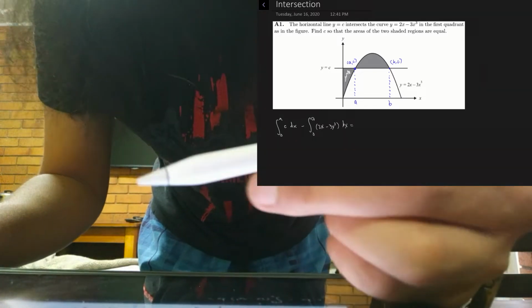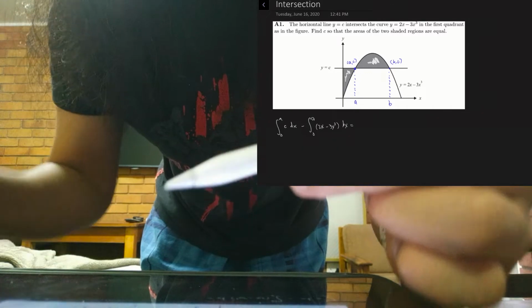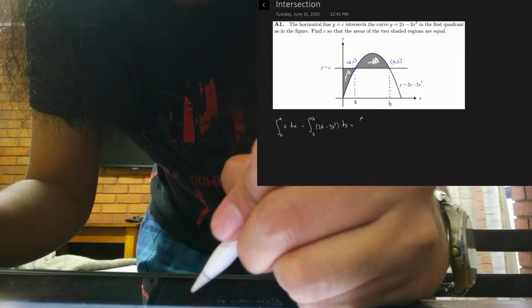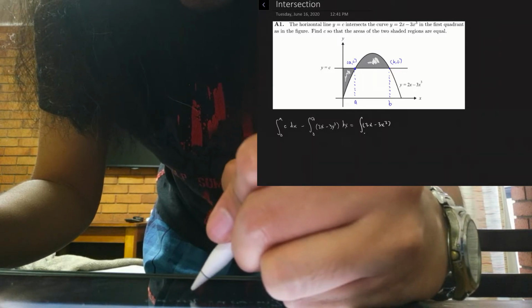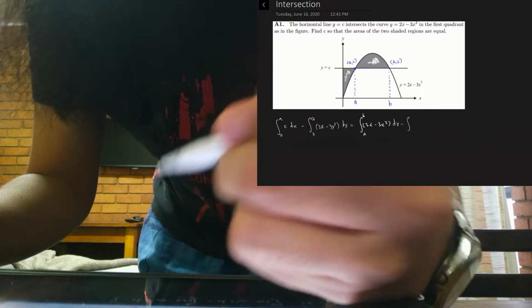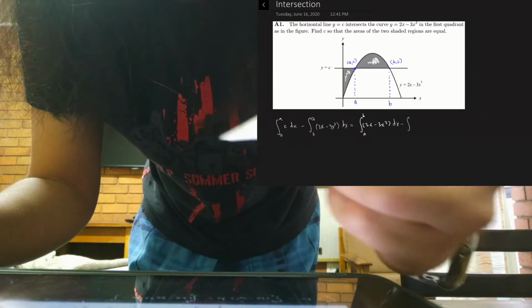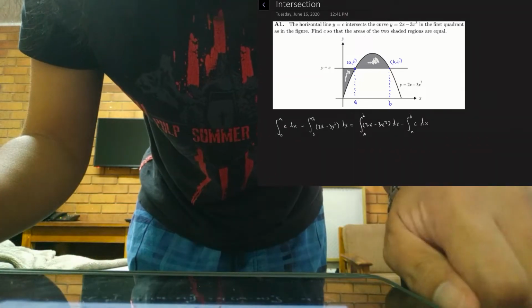That should be equal to the area that I'm shading here right now. And this will be given by the reverse, so the curve above, which is 2x minus 3x cubed. The area below it, you integrate from a to b dx. You subtract the curve below, which is of course c, integrating from a to b, c dx. So that's the setup.